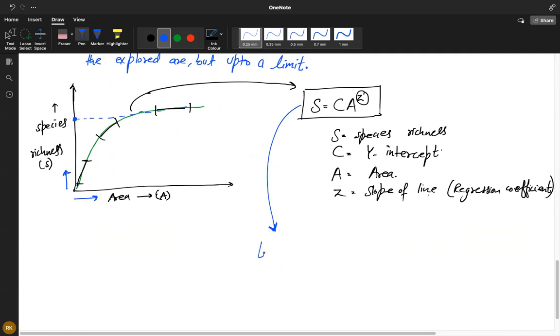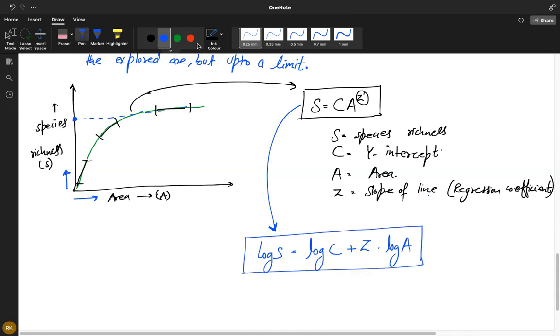So what you can do, you can use log. Log S is equal to log C, and when it is A raised to power Z, anything raised to power something, then you write it as plus, this power comes down, Z into log of A, correct? So this becomes a linearized equation, for which if you plot a graph, you will get a linear graph, which is better. A linear graph. So this graph is for this equation.